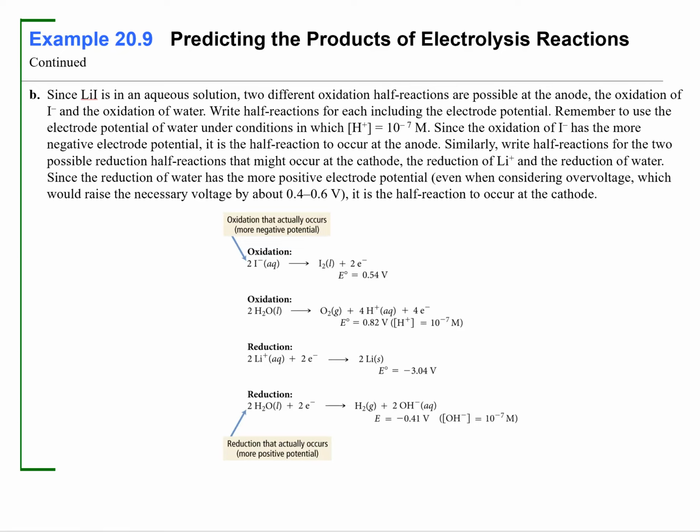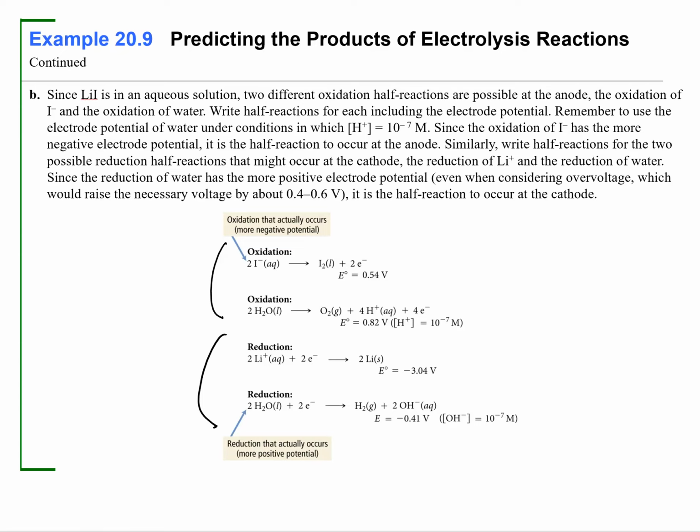Similarly, write half reactions for the two possible reduction half reactions that might occur at the cathode, and this would be the reduction of the lithium cation and the reduction of water. Under this particular set of circumstances, since the reduction of water has more positive electrode potential, it's going to be the one that reacts at the cathode. So, oxidation half reactions, reduction half reactions.